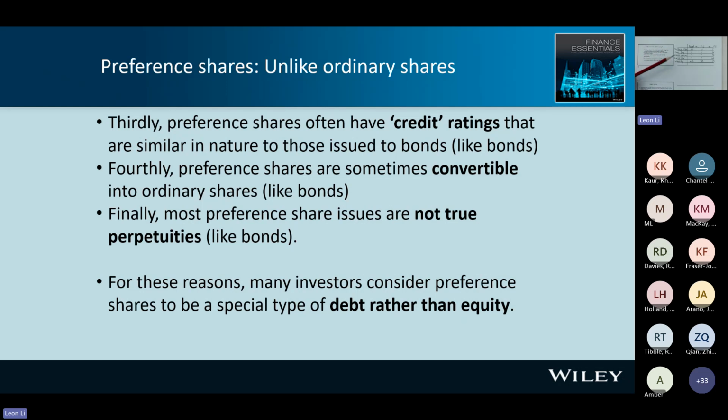Let's review our bond. Bond: no voting right. Ordinary share: yes, voting right. Fixed payment: bond, yes, fixed payment. Ordinary share: no, payment is not fixed. Credit rating: bond, yes, we have credit rating. Ordinary share: no credit rating. Convertible: bond is convertible to share, yes.